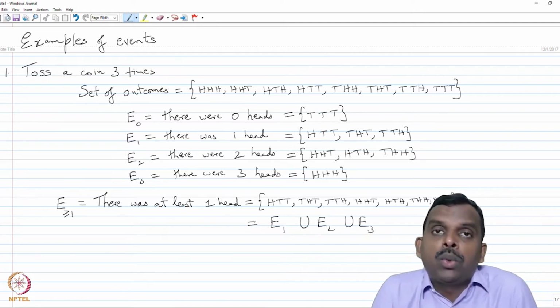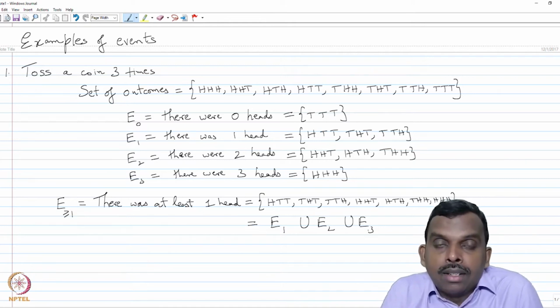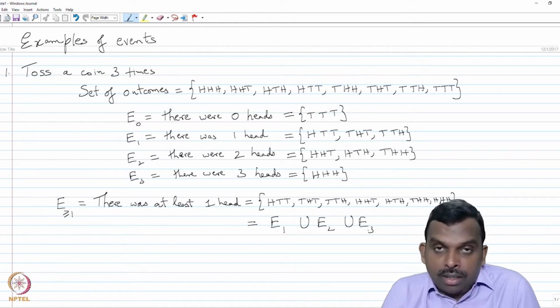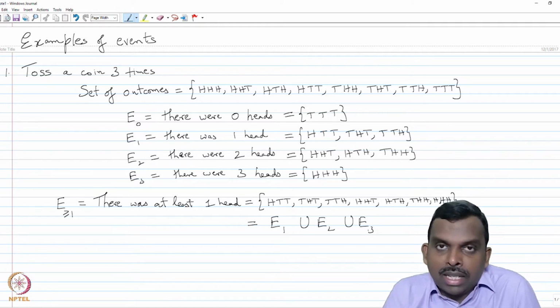Okay, so remember, union, you have to interpret it as an OR, and what I'm saying here is the event that there was at least one head is equal to the event there was either one head or 2 heads or 3 heads, and that's easy to see why that's true. It's a very simple set theoretical logic there, and you can see that this is true.